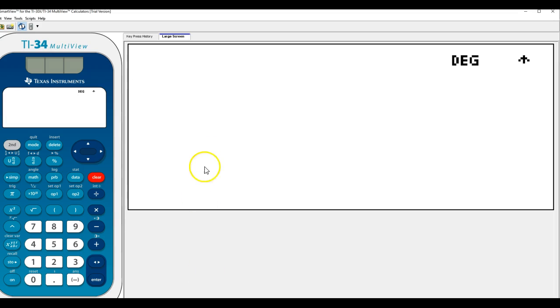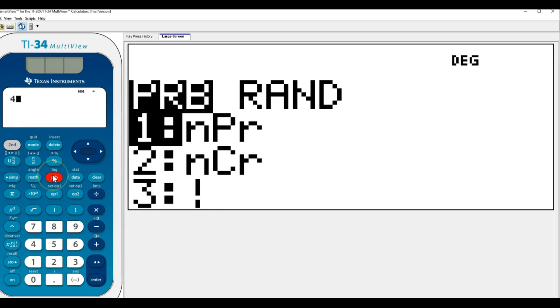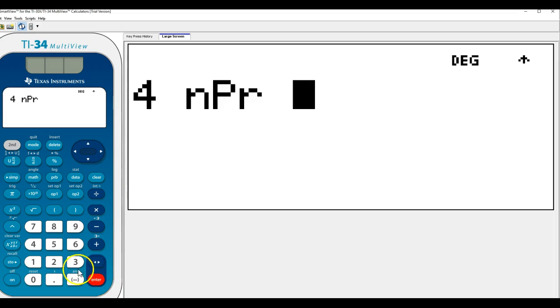So what does that look like on the calculator? Again, we counted them all up and saw them, but this would be 4. We go to the probability button. We find that NPR key right there, number 1. You can press 1 or just press enter. And we want to permute 2 of them. Okay? And we get 12.